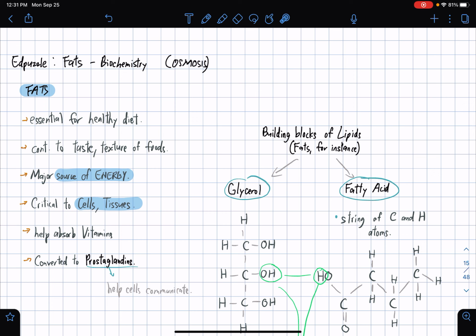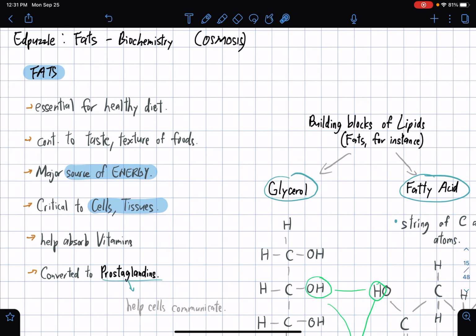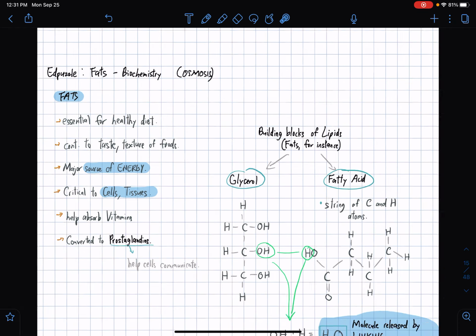So there's also an Edpuzzle video, an Osmosis video on fats. It's basically a concept in biochemistry. Fats are essential for a healthy diet. Fats contribute to the taste and texture of foods. Fats serve as a major source of energy and are critical to cells and tissues. They help absorb vitamins and get converted to prostaglandins, which help cells communicate.